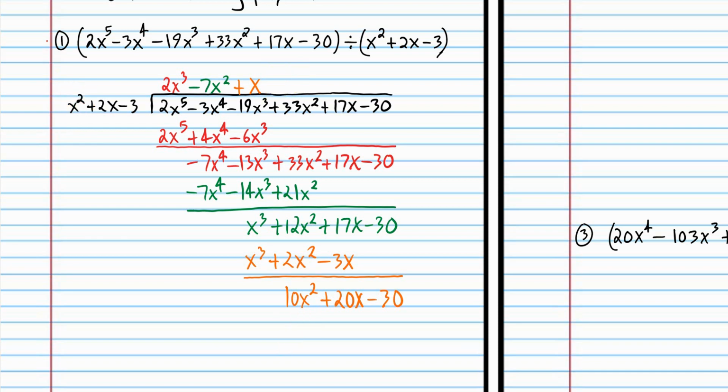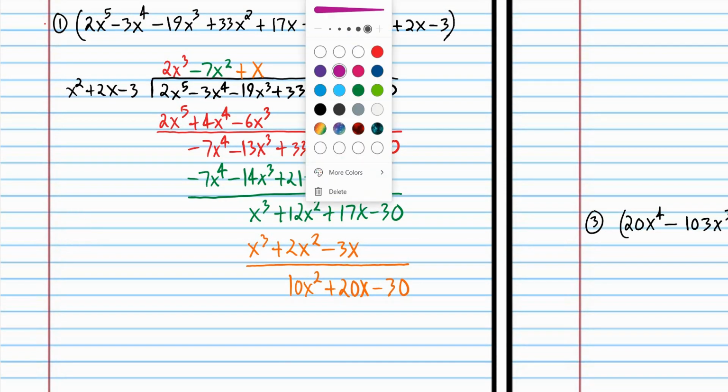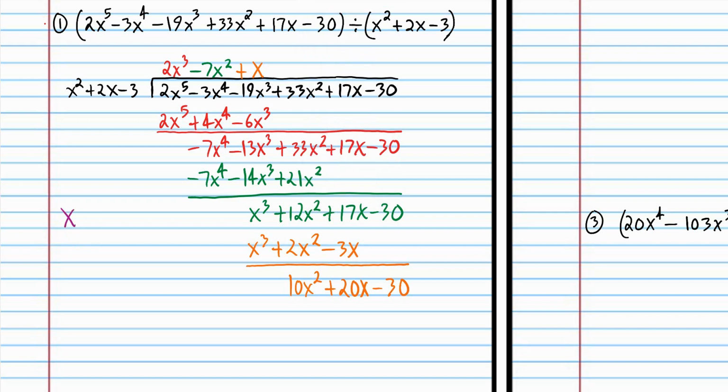So again, just to be absolutely clear what we're doing here, we're asking, if we use this purple pen over here, x squared times what is equal to 10x squared. And that's pretty easy, as you can see. It's just going to be 10. So we put our 10 up there. That was step number 1. We put our 10 up here.